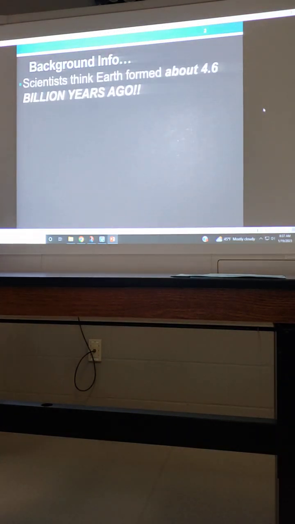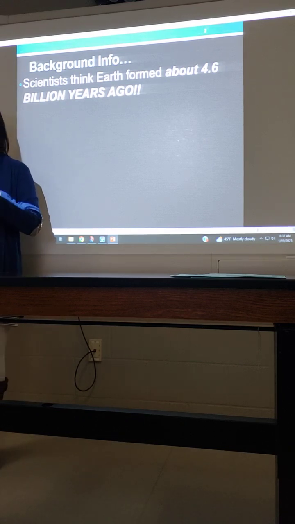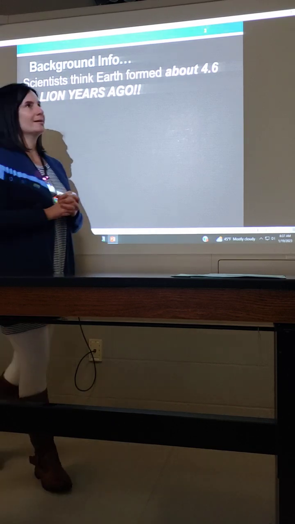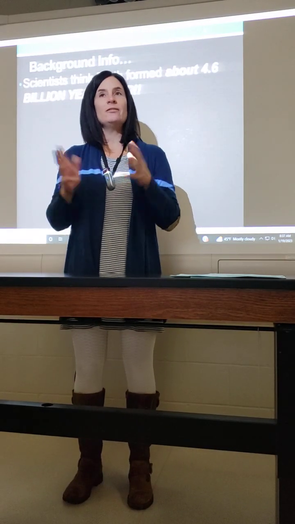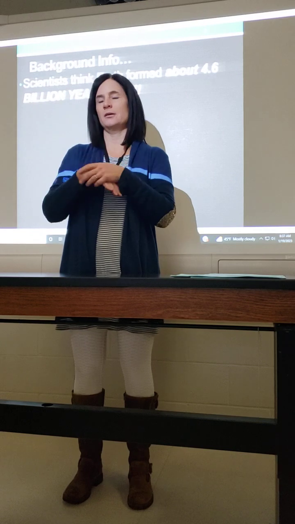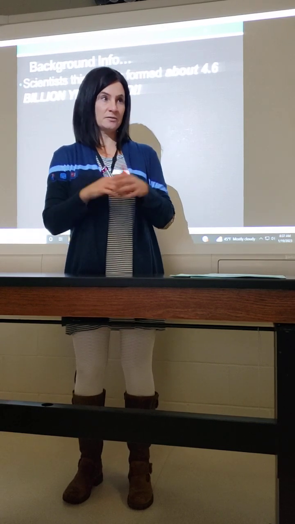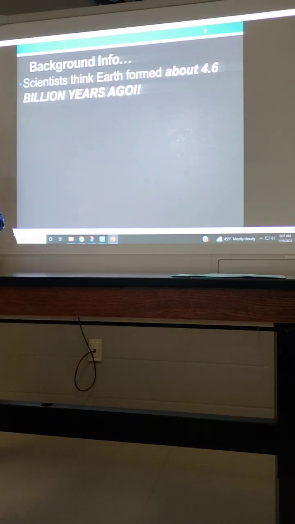All right, so scientists think that the Earth formed about 4.6 billion years ago. So, fairly old. How are we on the year 2000? Okay, so we didn't start counting back 4.6 billion years ago, right? And there are different calendars, different kind of measuring scales for time. Obviously, the one we're on is 2000, right?